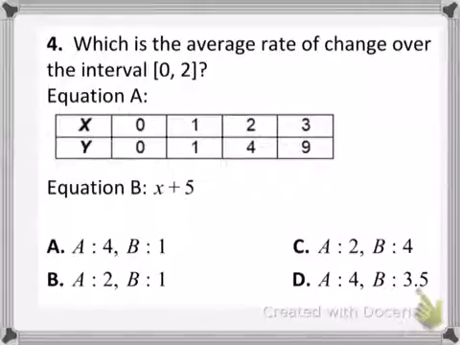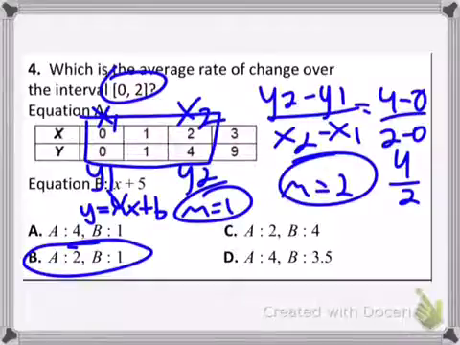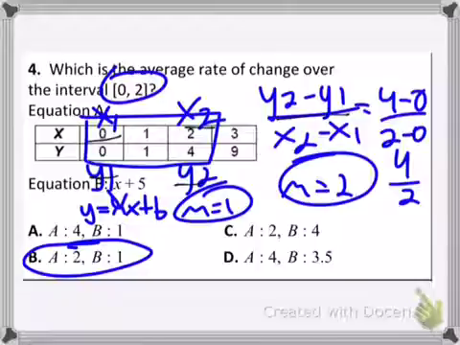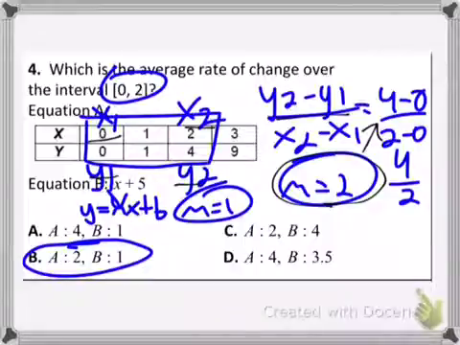Which is the average rate of change over the interval 0, 2? For equation A, which has a table listed, and equation B, which is x plus 5. As we look right here, my average rate of change for the first one, I use my slope formula. I have my y2 and my y1, my x2 and x1. I have 4 minus 0 and 2 minus 0. 4 divided by 2, which is 2 for equation A. So that gives me 2 choices there.